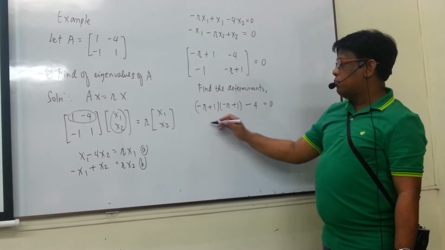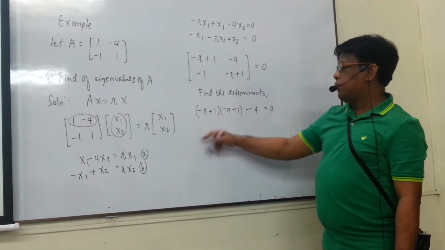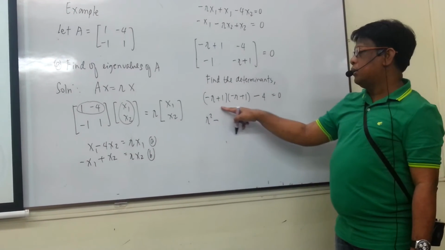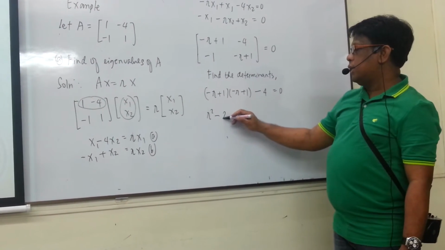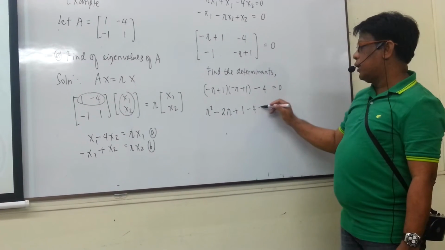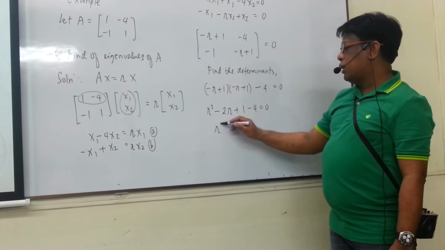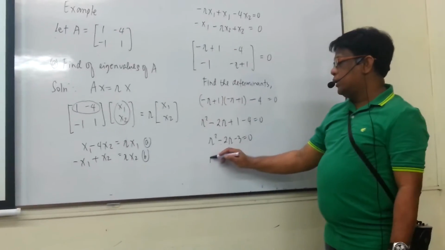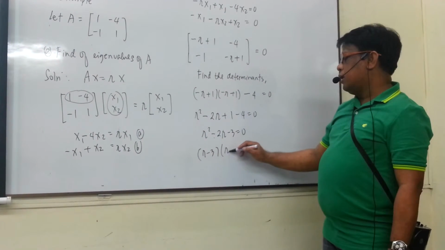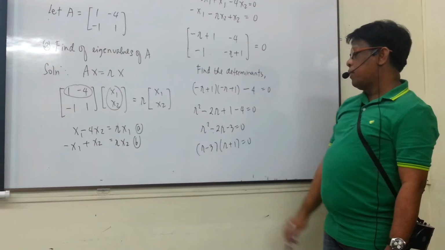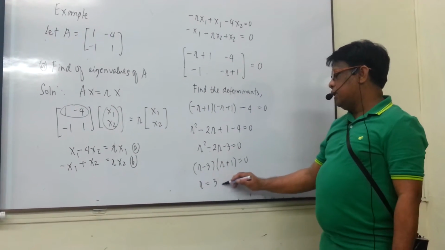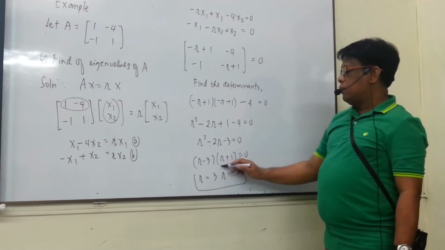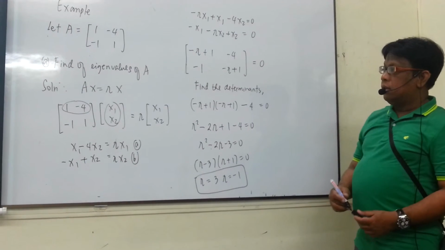Then we can expand by multiplying the two binomials. This is lambda squared, then negative lambda and negative lambda also, that is negative 2 lambda, then plus 1 minus 4 equals 0. Then we have lambda squared minus 2 lambda minus 3 equals 0. Then get the factors: lambda minus 3 and lambda plus 1 equals 0. So what are the values of lambda? 3 and negative 1. These are now the eigenvalues of the given matrix.